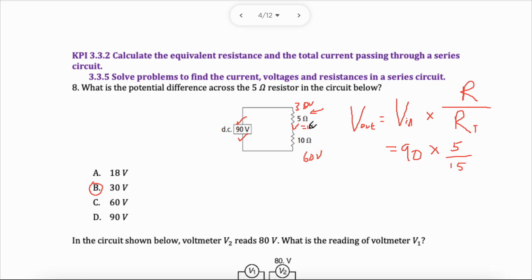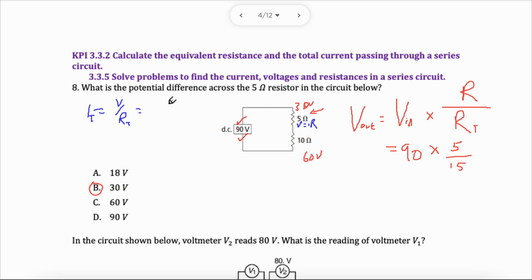The problem with that is, I'll change the color actually, because this is a different method. You can do V equals IR. The problem is we don't have I. You can solve for I though. I equals V over R. I total is the V total over R total. So you can find the total current. You know the current is flowing through both resistors.